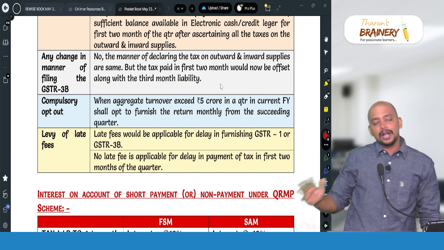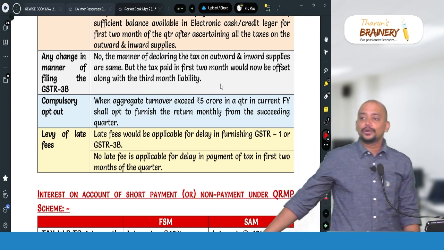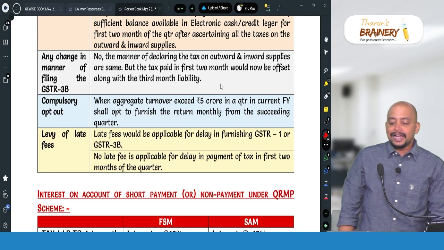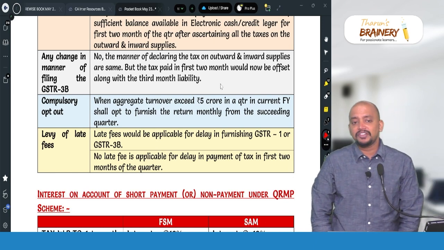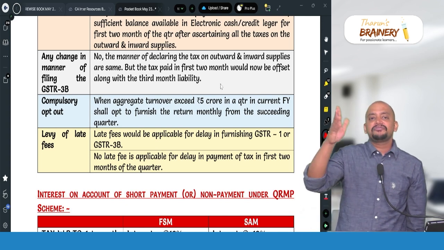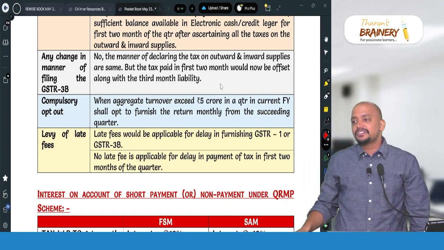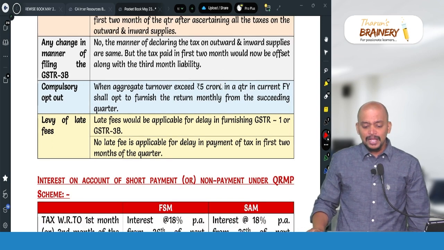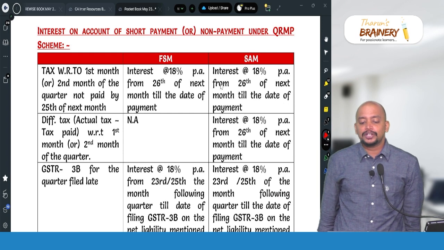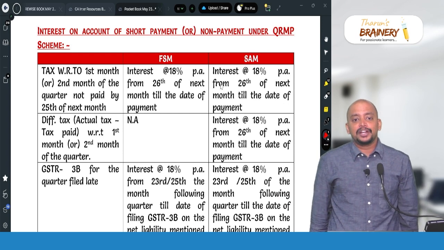Then compulsory opt-out. You will be compulsorily coming out of QRMP whenever your aggregate turnover exceeds 5 crores. And any late fee? Yes, there is late fee for delay in filing GSTR1 and GSTR3B. But for IFF there is no late fee because IFF is optional. And interest, this is important: interest on account of short payment or non-payment under QRMP.